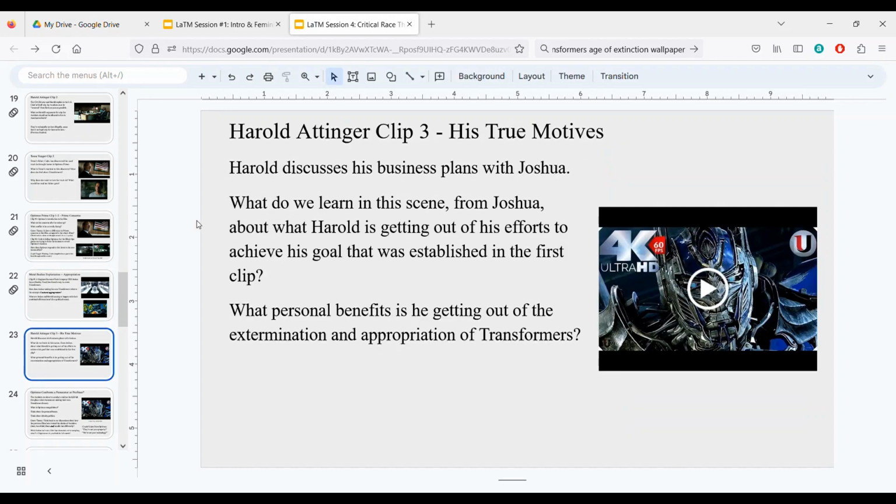And then Harold discusses his business plans with Joshua. What do we learn in this scene from Joshua about what Harold is getting out of his efforts to achieve his goal that was established in the first clip? What personal benefits is he getting out of the extermination and appropriation of Transformers? All right, so... Yep, Kelsey Grammer's getting money, because that's what he really wants. He wants his money, and then he wants some gosh darn peace and quiet with getting the Transformers out of here.